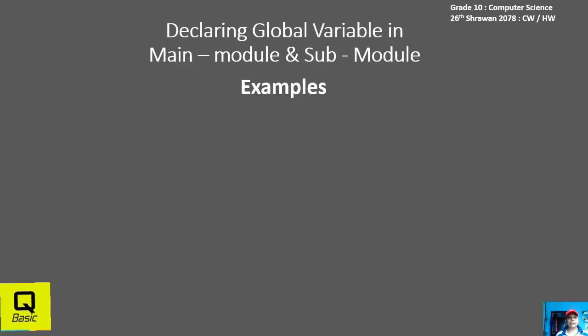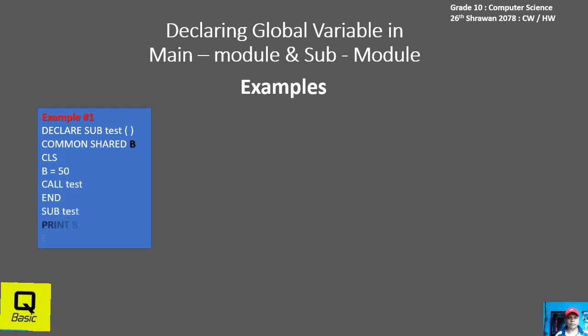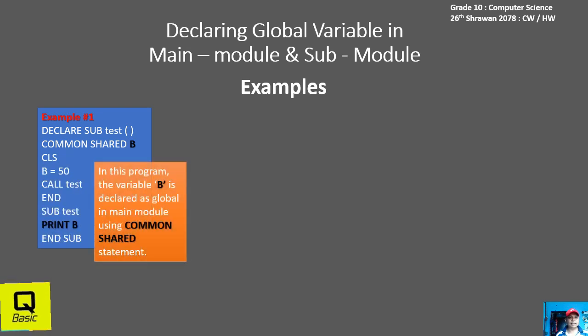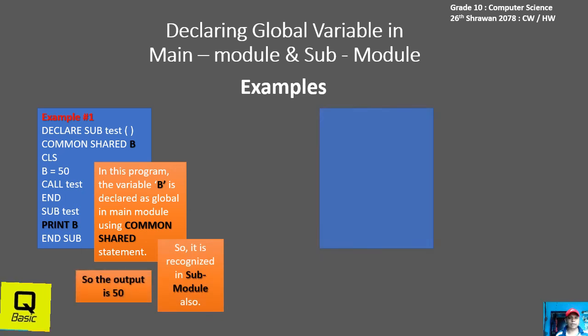So here we will see an example of declaring global variable in the main module and sub module. One example is here of the main module. Here you can see this B is declared as a global variable in the main module using common shared. So it is recognized in the sub module also. Okay, so that's why the output will become 50.